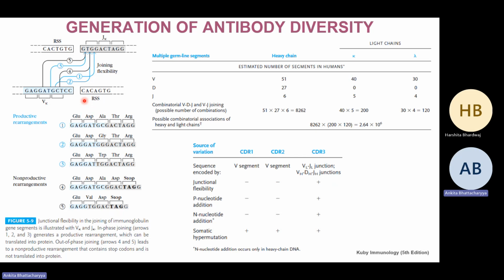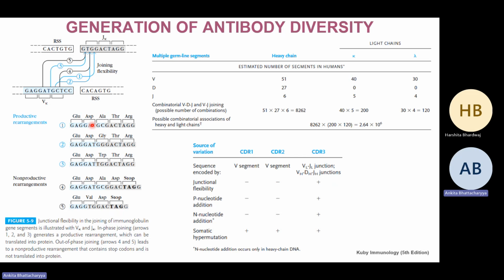We had understood junctional flexibility as well, that depending upon where two fragments or two chunks of DNA are able to associate with each other, there can be flexibility there as well, which can add more to the existing antibody diversity.